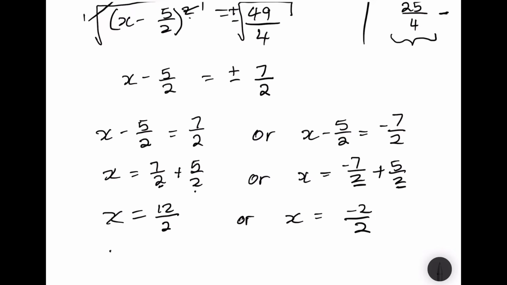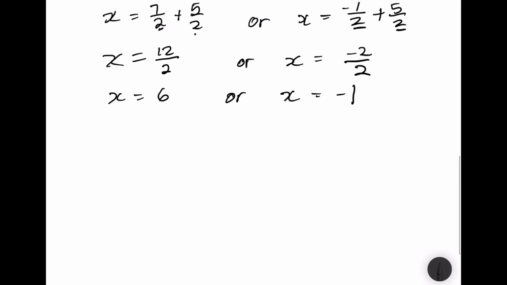So what is our final answer? x is equal to 6, since 12 over 2 is 6, or x is equal to -1. Remember, negative divided by a positive will give us a negative. I hope that makes sense, ladies and gents, right?